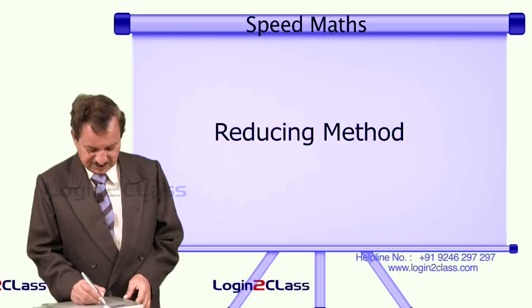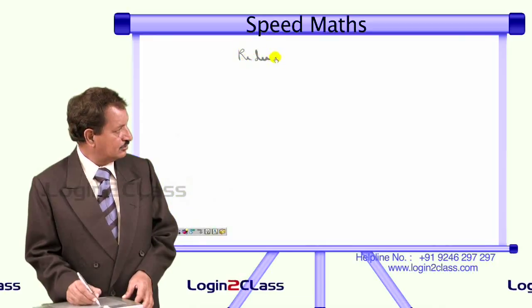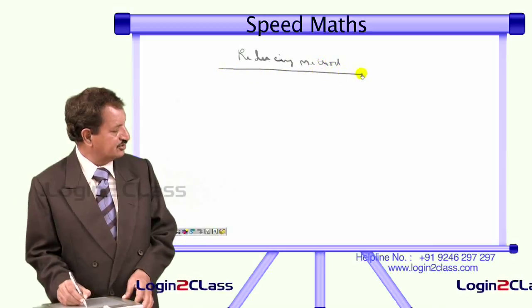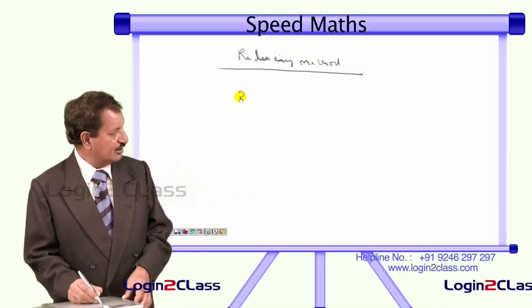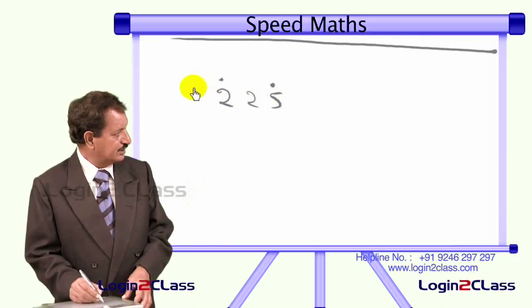You see here, that is called the reducing method. We call this as reducing. How I will tell you. Suppose if you want to find the square root of 225, put a dot here, put a dot here.